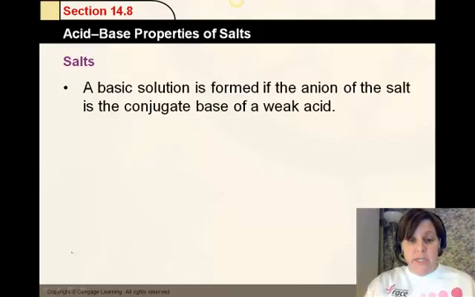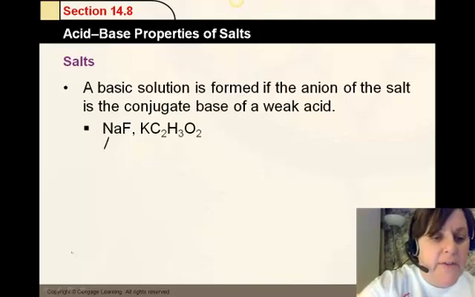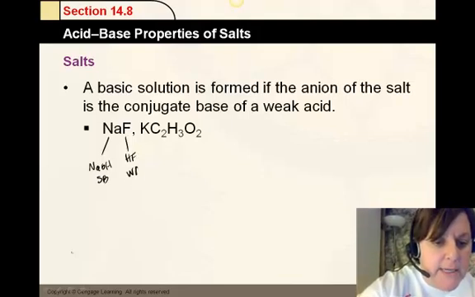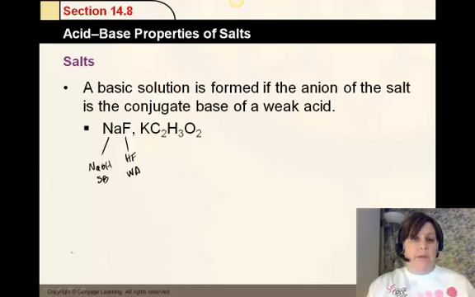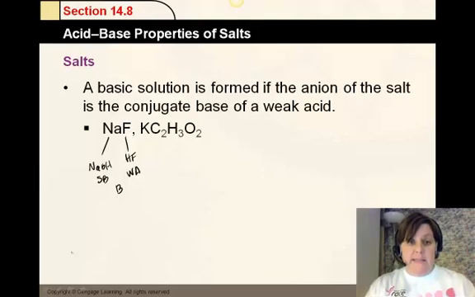A basic solution is formed if the anion of the salt is the conjugate base of a weak acid. This is the way the book will talk about it. So for example, NaF and KC2H3O2. Now, what they say is exactly true, but if we use my trick, NaF comes from NaOH, which is a strong base, and HF, which is a weak acid. Well, think about a strong base and a weak acid. Which is more powerful? Obviously the base. So the overall answer is this is going to be a base. Sodium fluoride is going to be a base.